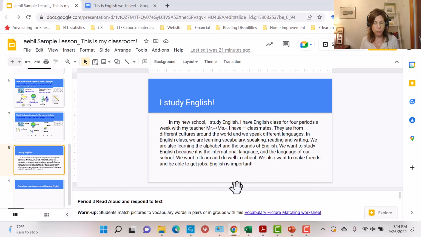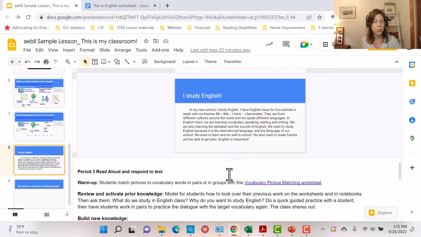You could use a source like Epic or A to Z to find another related text that's different. You could show another video. There's many different things you could do. You could take a short excerpt from a story or an article that you found online. So just be creative with this. Again, it doesn't have to be a 5-page article. Okay, so you can see it's a short paragraph. I'm going to read it aloud to my students.